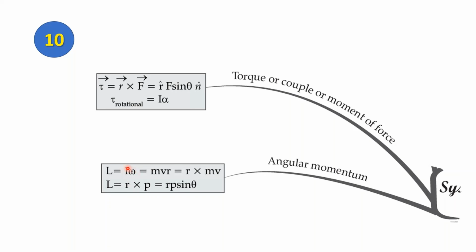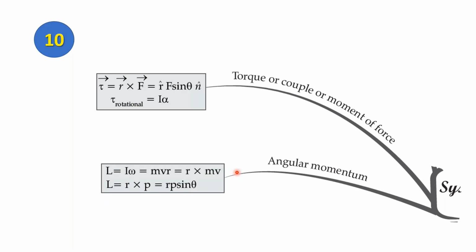I is inertia, which stands for mass, and omega is angular velocity, which is the same as linear velocity. L is equal to I omega would be the same as P is equal to mv. So this will let you understand the similarities between mass and inertia, as well as the similarity between linear velocity and angular velocity.